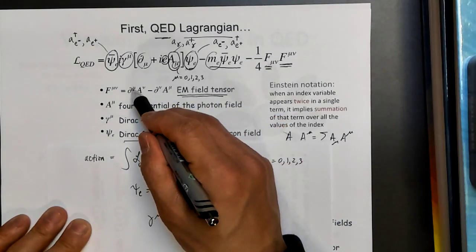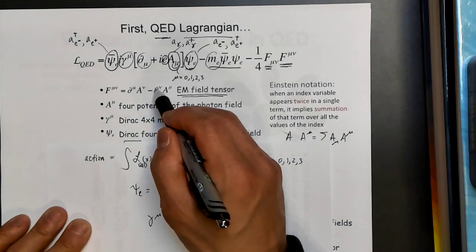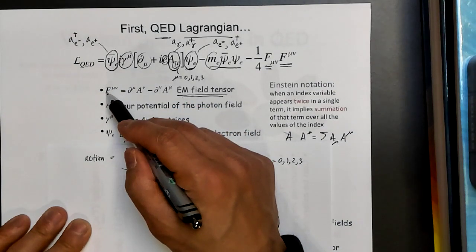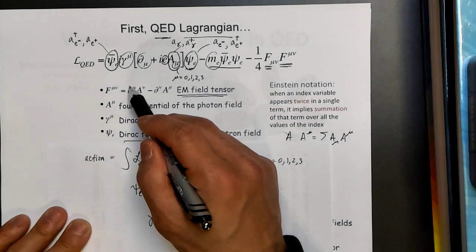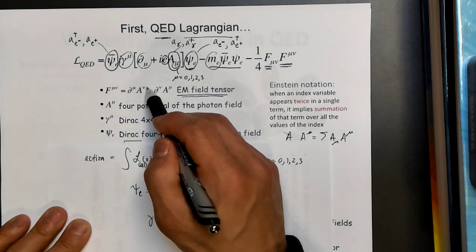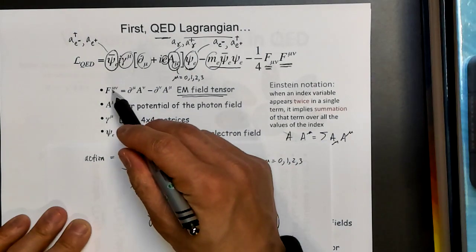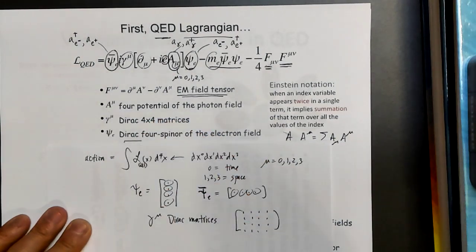If I have mu equals 0 and nu equals 1, 2, or 3, we end up getting an electric field. If mu is equal to 1, 2, or 3, and nu is either 1, 2, or 3, we end up getting the magnetic field.